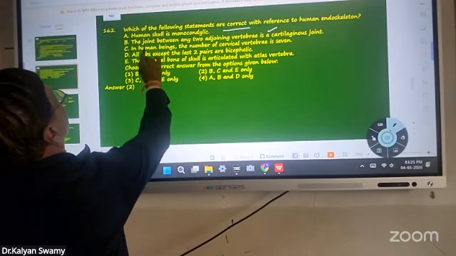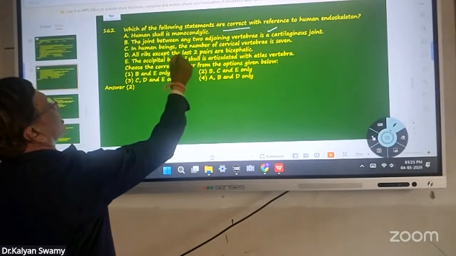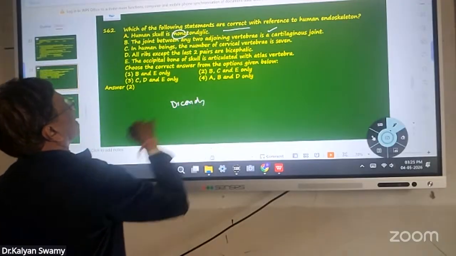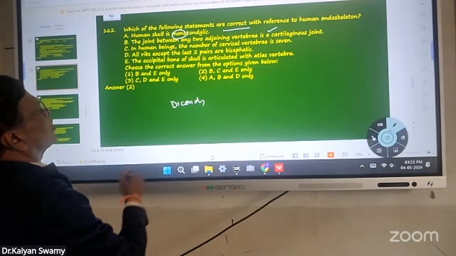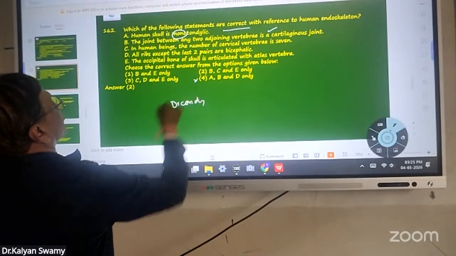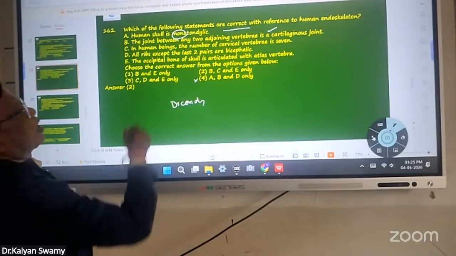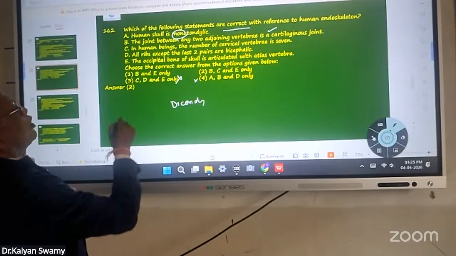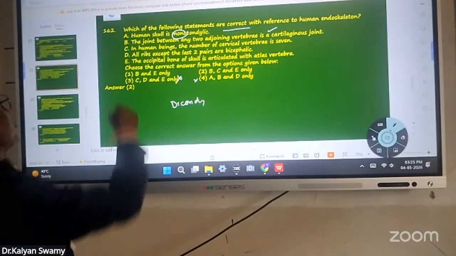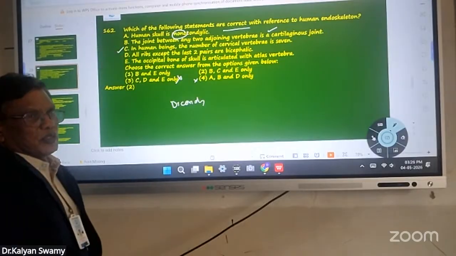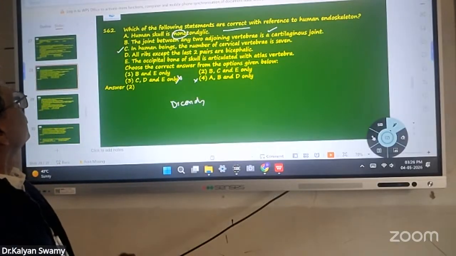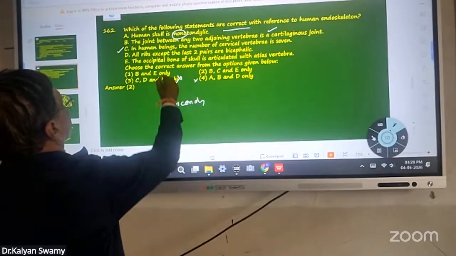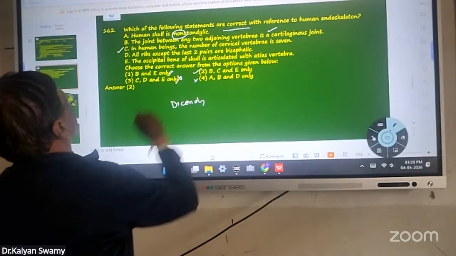A human skull is monocondylic. It is dicondylic. That should not be there. You can write down this. B, the joint between the vertebrae is cartilaginous, correct. B should be there. In human beings, the number of cervical vertebrae is 7, as in most mammals, with one or two exceptions. C should be there, and we can write down this. And this is the answer.